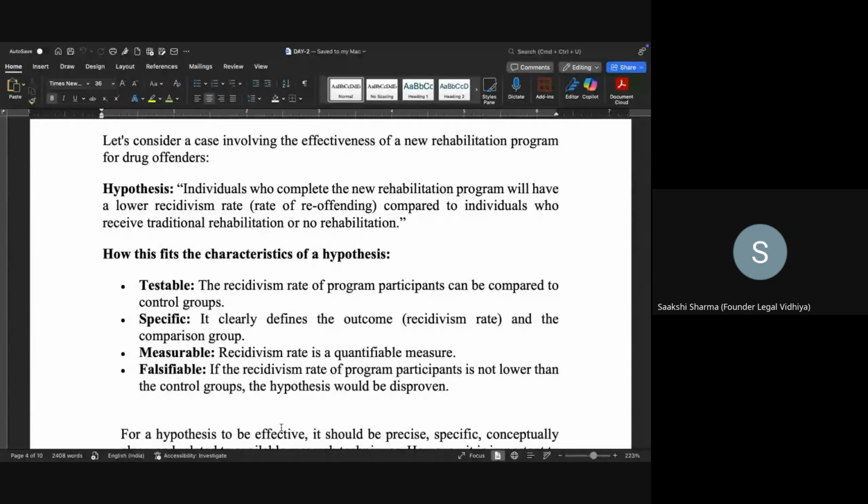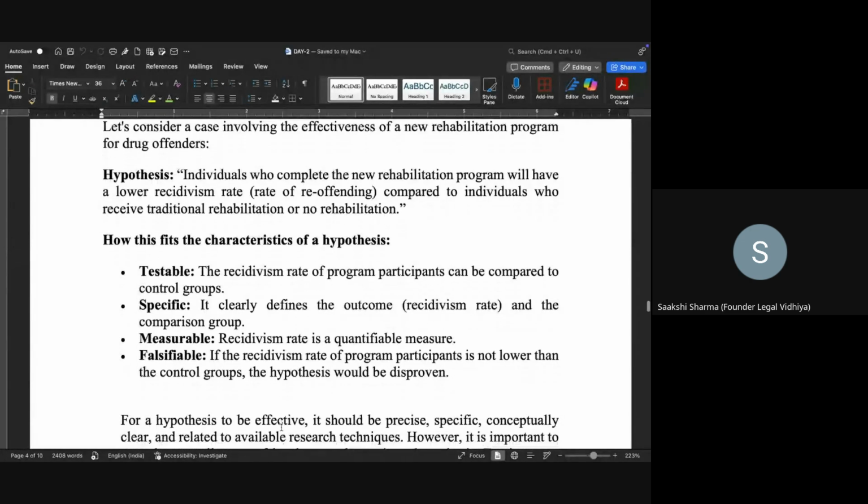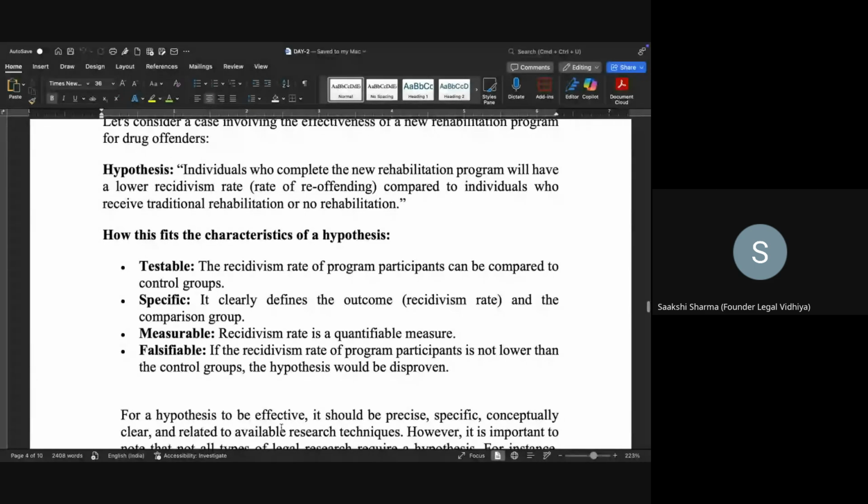Now, coming to the falsifiable part, if the recidivism rate of program participants is not lower than the control group, then the hypothesis would be disproven. Can my hypothesis be proved wrong? Yes, it can be proved wrong. Hence, my hypothesis, I'd say, is very appropriate.